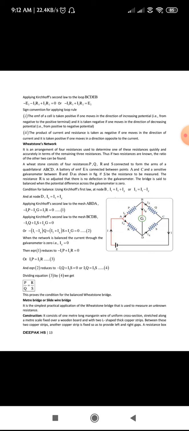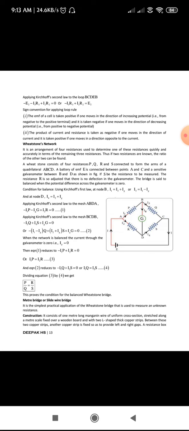A Wheatstone bridge consists of four resistances P, Q, R and S connected to form the arms of a quadrilateral ABCD. A battery of EMF E is connected between points A and C, and a sensitive galvanometer between B and D as shown in the figure. If S be the resistance to be measured, the resistance R is so adjusted that there is no deflection in the galvanometer. The bridge is said to be balanced when the potential difference across the galvanometer is 0.